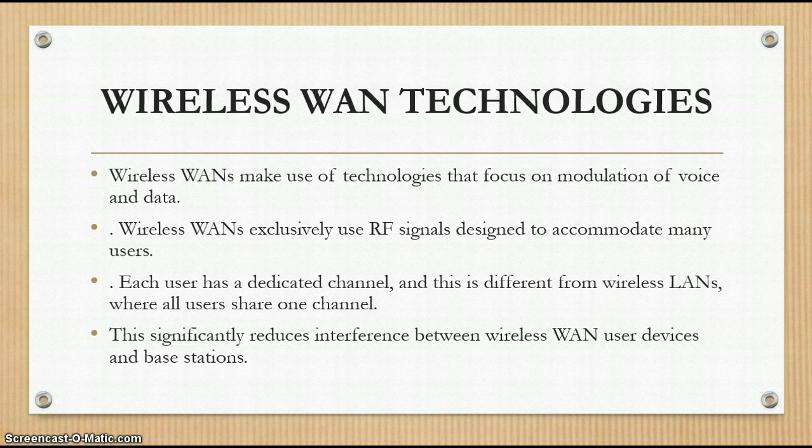For wireless WAN technology, wireless WANs make use of technology that focuses on modulation of voice and data. Wireless WANs exclusively use RF signals designed to accommodate many users. Each user has a dedicated channel, and this is different from wireless LAN. This significantly reduces interference between the wireless WAN user device and the base station.